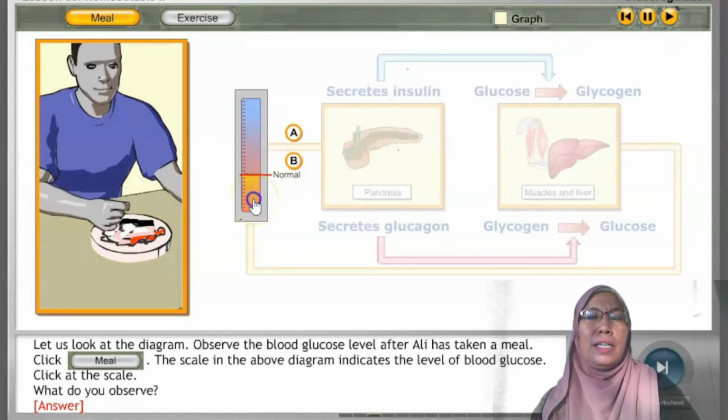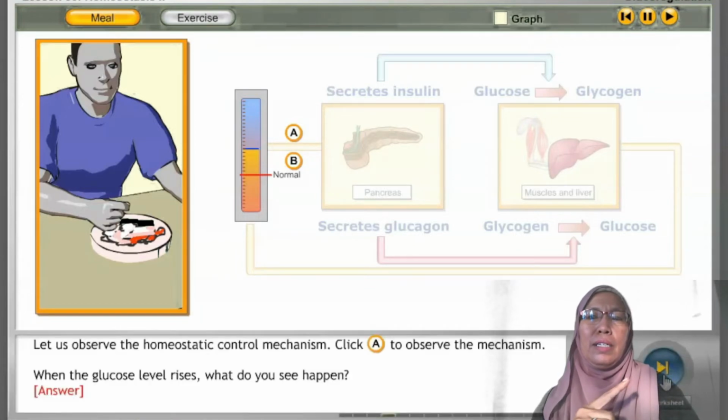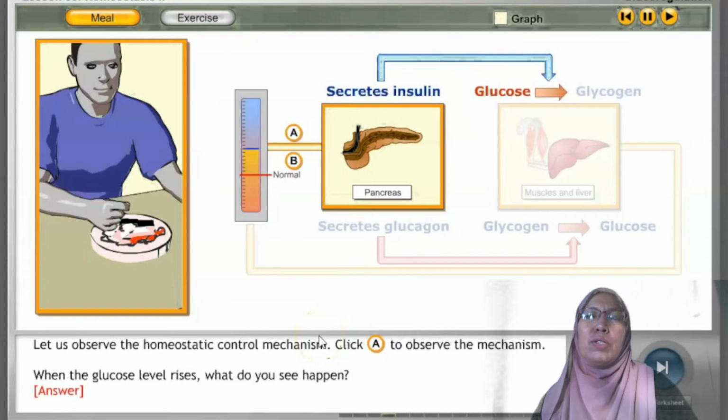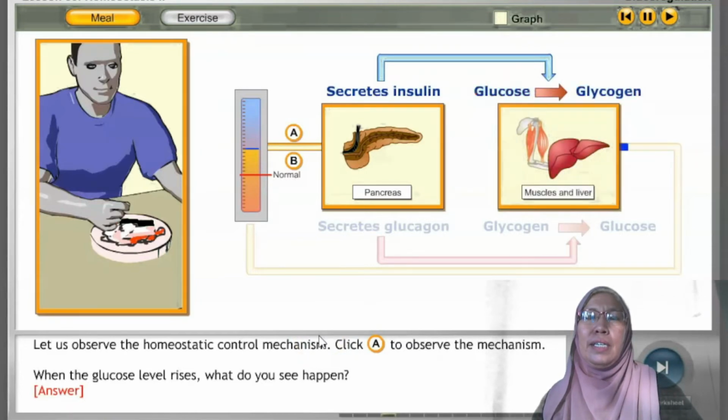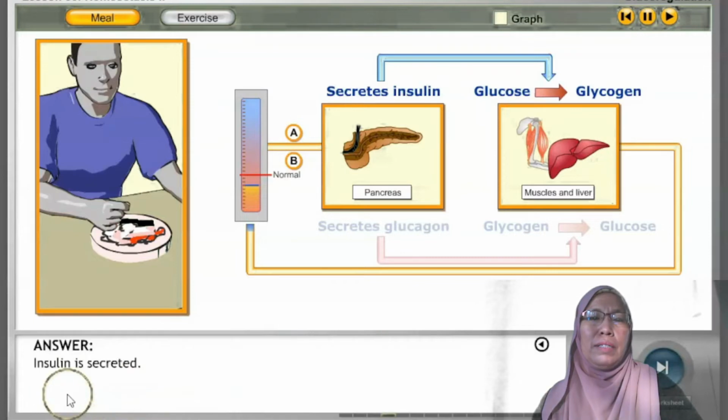What do you observe? The blood glucose increases from the normal level. So what happens? The pancreas will secrete insulin, and the glucose will be converted to glycogen in the muscle or liver. So the blood glucose returns to the normal.